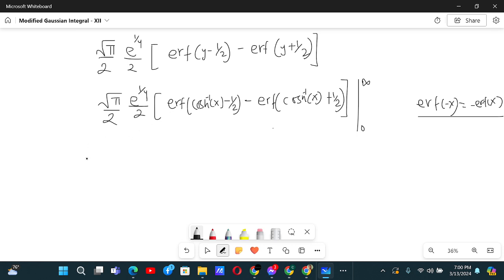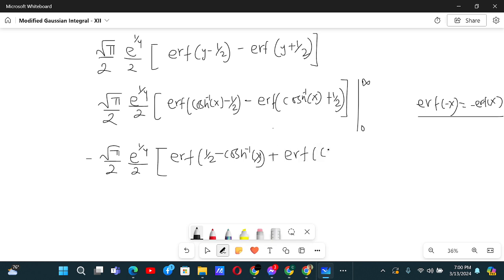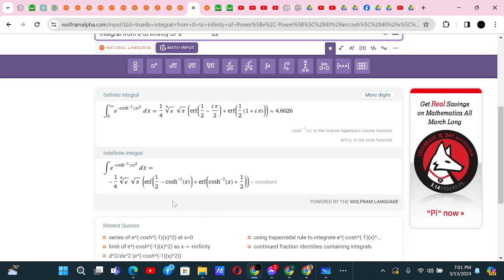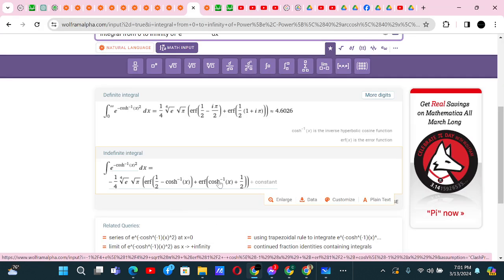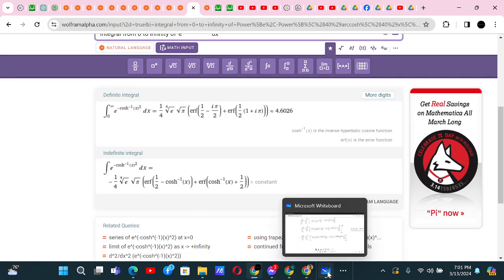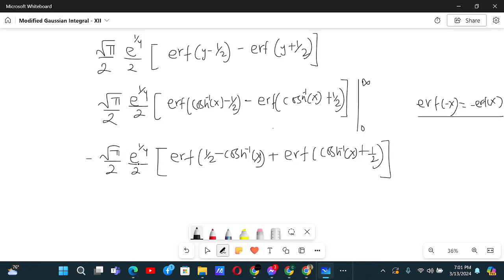So then take minus common, and then root pi by 2 e to the power 1 by 4 by 2, and then this will be ORF of 1 by 2 minus cosine inverse x, and minus is already taken out as common, and this is also a plus now. Okay, I think this is the answer over there: cosine inverse x plus 1 by 2. Okay, is this the answer now? ORF of 1 by 2 minus cosine inverse x plus ORF of cosine inverse x plus 1 by 2, and minus common out 1 by 4 fourth root of e. Yeah, this is the answer.